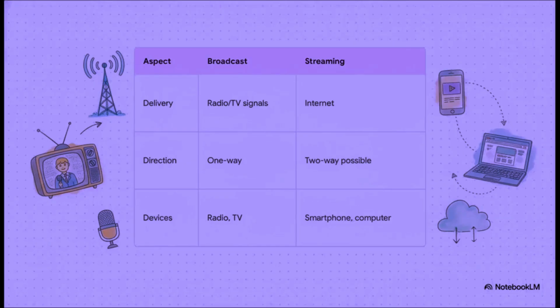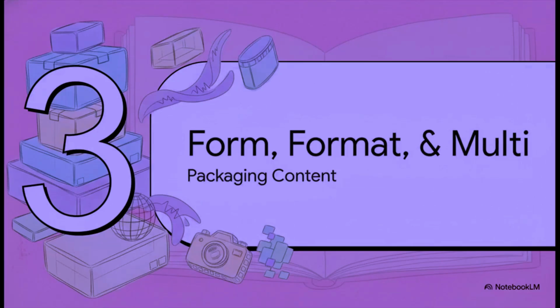That's it. Now, in today's world, there are two main ways this distribution happens: broadcasting and streaming. Broadcasting is the classic way. Think radio waves and TV signals. It's a one-way street, like a live news report being sent out to everyone at once. Streaming, on the other hand, is all about the internet. It lets you watch what you want, when you want, and it opens the door for two-way communication, right on your phone or laptop.